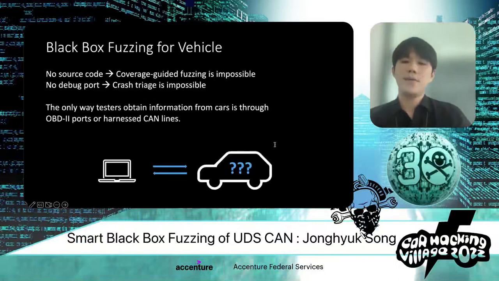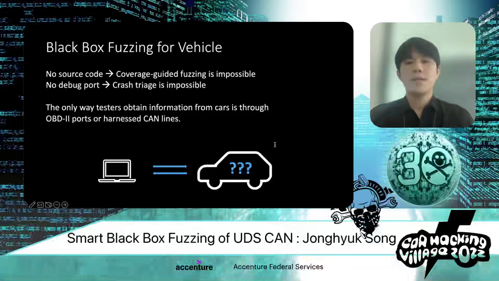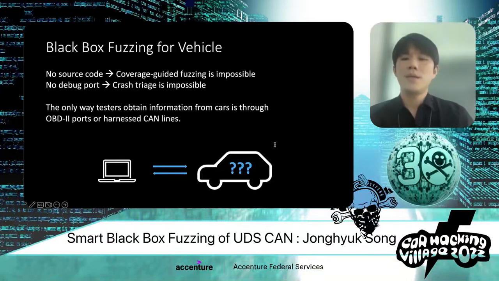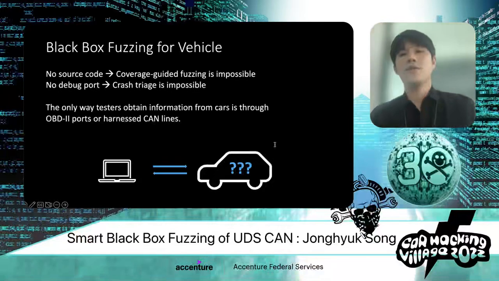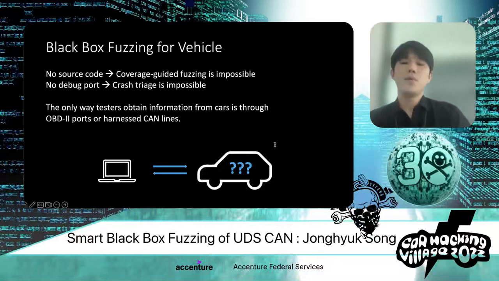However, black box fuzzing for a vehicle is not easy. First, we cannot do coverage-guided fuzzing because there is no source code. Second, we cannot do crash triage in detail because we can't connect to the inside of the ECUs. The only way we can monitor status and obtain information about the target vehicle is the OBD port or harnessed CAN lines. You know, we cannot do many things using only these lines. But we have to do black box fuzzing.